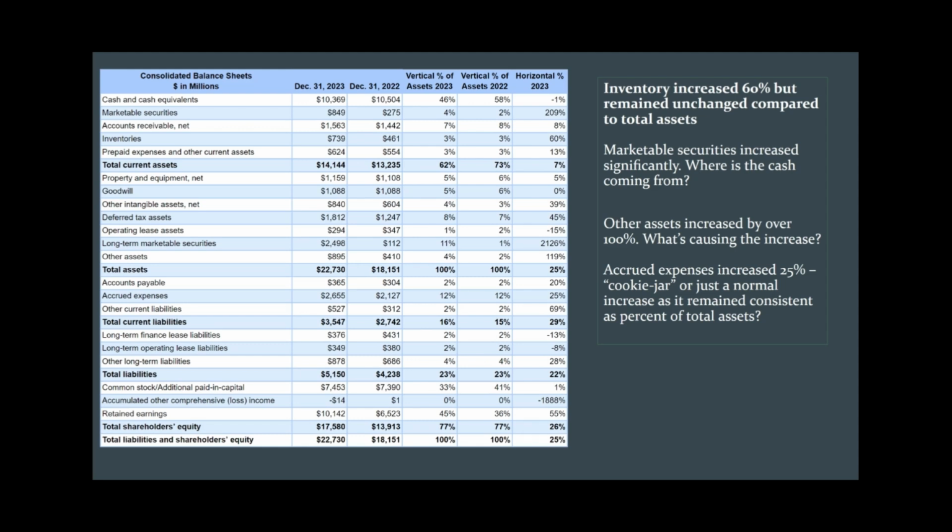So those are some observations we see from this company, and that is how you'd set out your vertical and horizontal analysis.